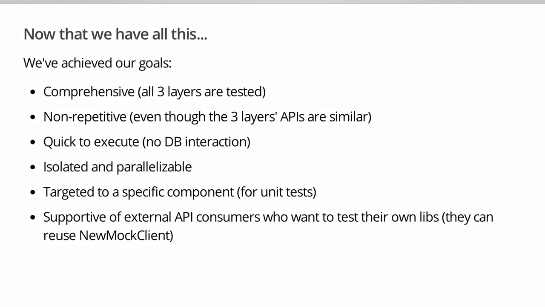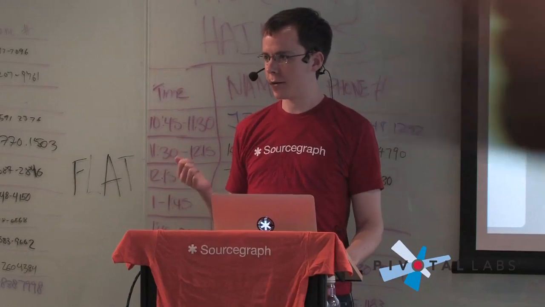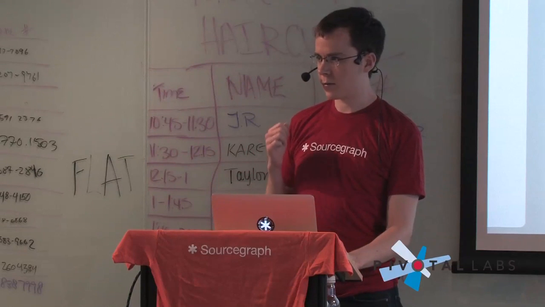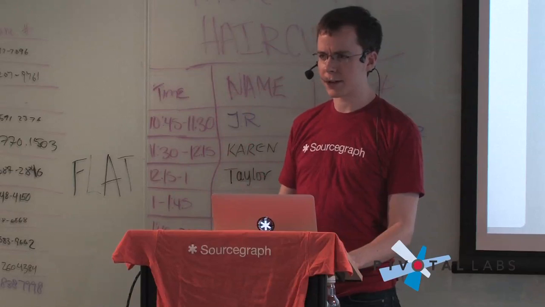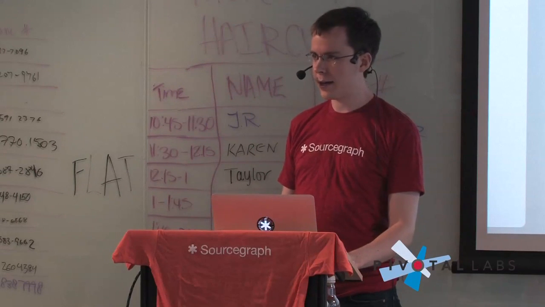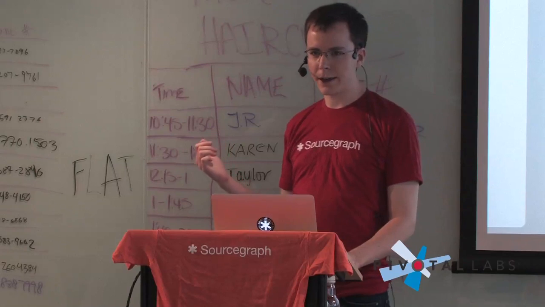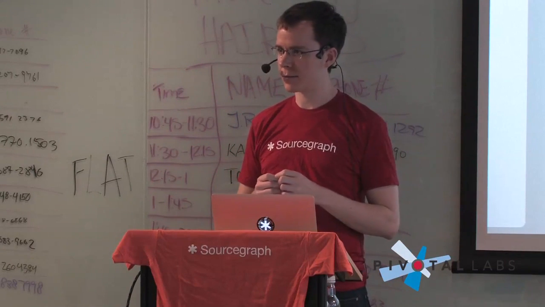So yeah, those 4 things are how we got all the goals we wanted out of testing. So we test all 3 of the layers in our system. We benefit a lot from the Go compiler to warn us if things are wrong and to help us with the refactoring. And tests run much faster. They literally run in a second, all of them. Most of that's probably process startup anyway. And yeah, for people who want to build on our API, they can use the same new mock client and essentially mock Sourcegraph when they're running their own tests.